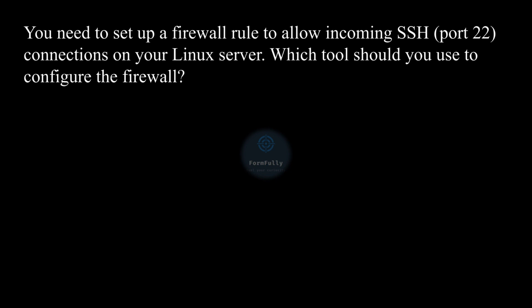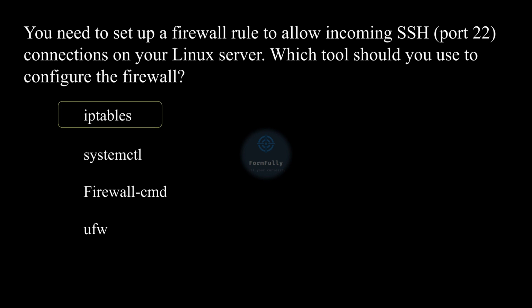Next scenario question. You need to set up a firewall rule to allow incoming SSH port 22 connections on your Linux server. Which tool should you use to configure the firewall? Options: iptables, systemctl, firewall-cmd, UFW. The correct tool for configuring firewall rules in older Linux systems is iptables.